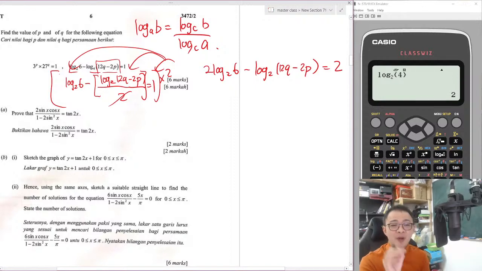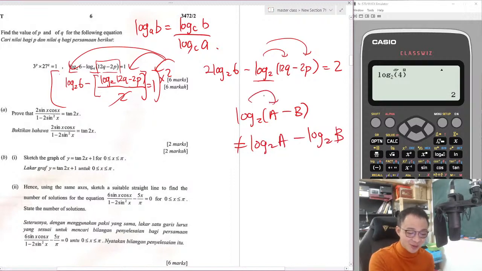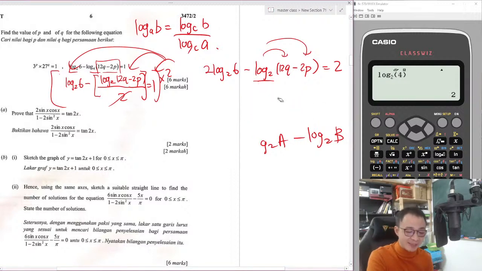I want to mention something very important here: you can never multiply the log base 2 into the bracket. I want to mention many times, whenever you have log of a minus b, it is not equal to log 2a minus log 2b. A lot of students just expand it, but remember, whenever you have a log with plus or minus inside the bracket, you can never expand it. So don't expand them.